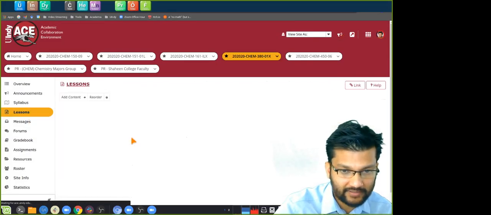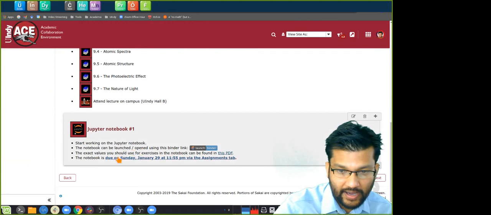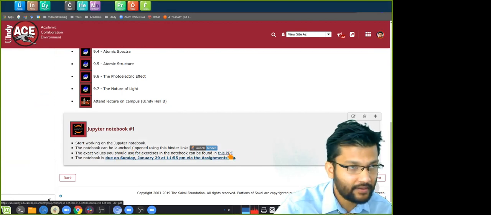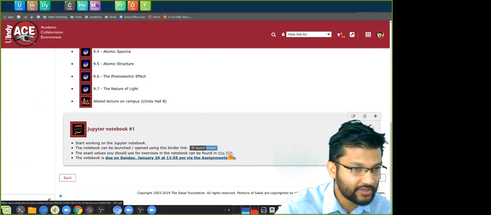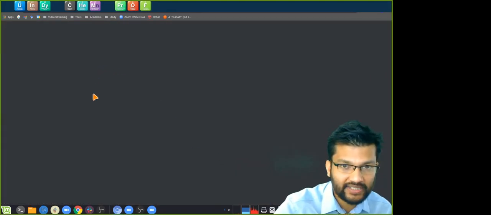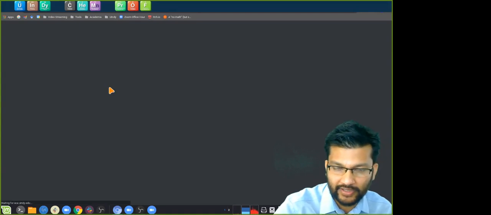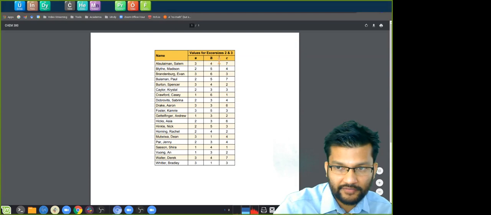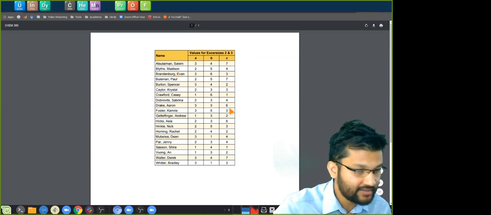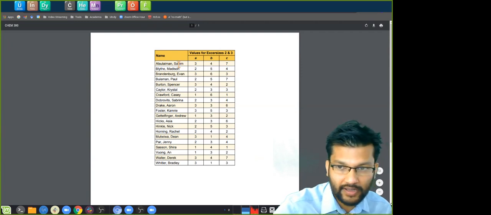And if we go back to lessons, each one of you would have a specific equation or variable to try when you're working with this notebook. So if you look at this PDF that I linked to, which somehow is not loading, here we go. There are values for variables A, B, and C within the notebook, and those are the numbers you should use. If your name's not on here, let me know, but I think everybody should be on there. You can work together, but for example, Salem, if I'm saying your name correctly, you should use a value of 3 for A and 4 for B and 7 for C whenever you're making your graph. You can work together, but you need to use these specific values.